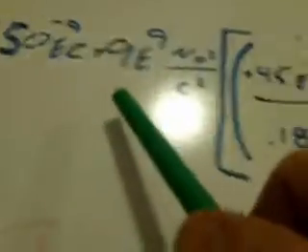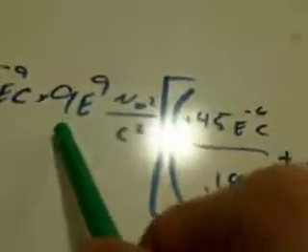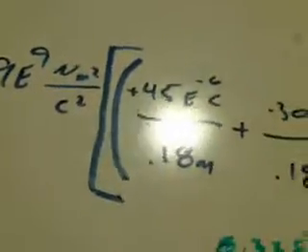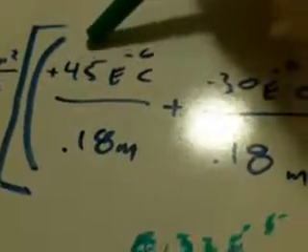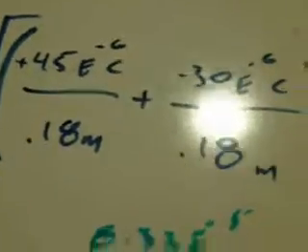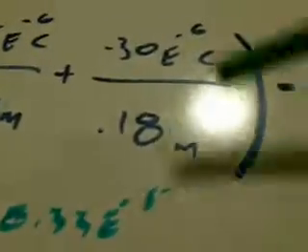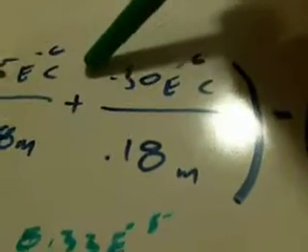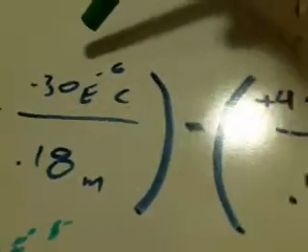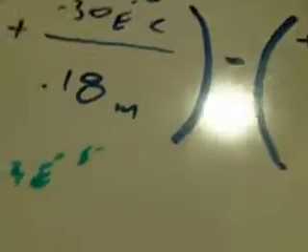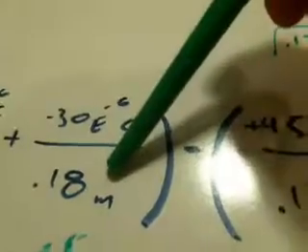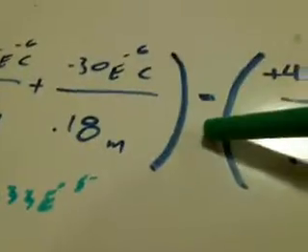So 7.5 nanocoulombs times that K that I fished out, 9 times 10 to the ninth Newton meter squared per coulomb squared. All right, Q1 is positive 45 times 10 to the negative 6 coulombs, and it was 0.18 meters away. To that I'm going to add the voltage due to point 2, or charge 2, the negative 30. All right, keep the sign here. It is negative 30 times 10 to the negative 6. It's also 18 centimeters away. From that I'm going to subtract.